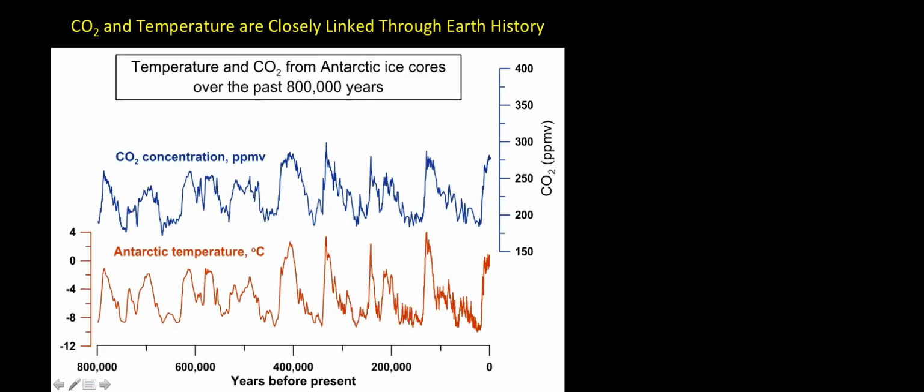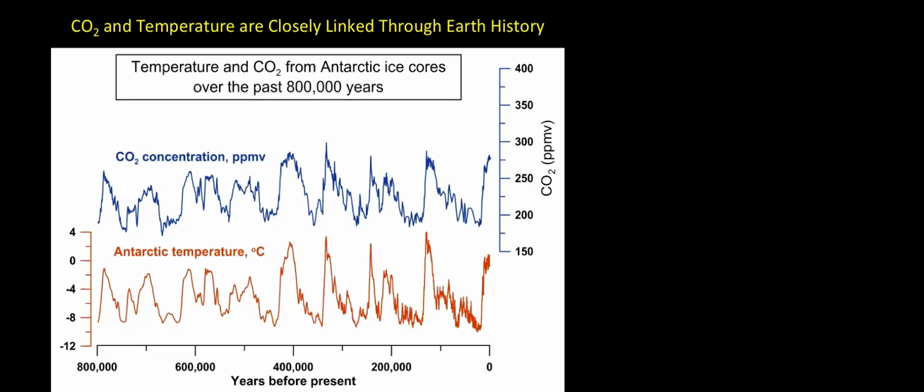Some of you may be familiar with a graph like this. A graph like this was featured in Al Gore's Inconvenient Truth movie. And what it shows very nicely is that in Earth's history, temperature and CO2 are very closely linked. Anytime temperatures are high, CO2 is high.